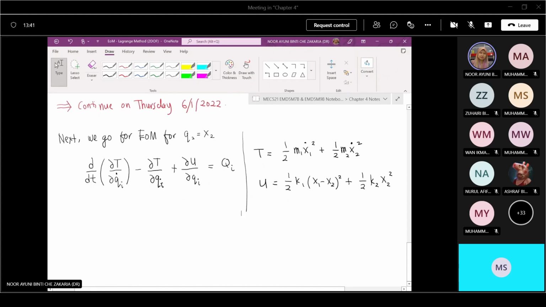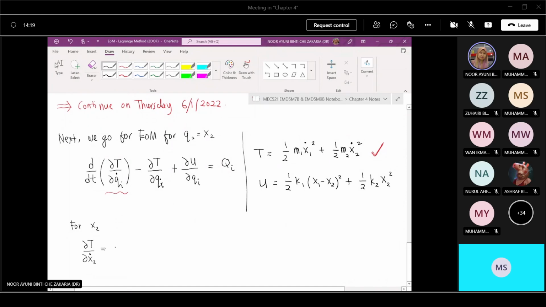Okay, kita sambung untuk x2 ya. So for x2 we have the partial derivative of kinetic there. But then for x2, so kita ada velocity of x2. So look at here, look at the kinetic. Okay, differentiate it on x2 dot.